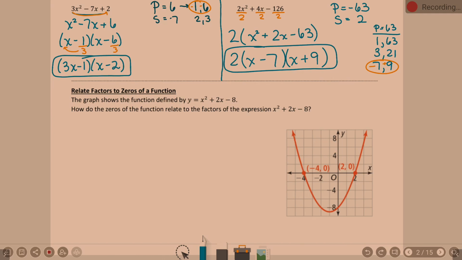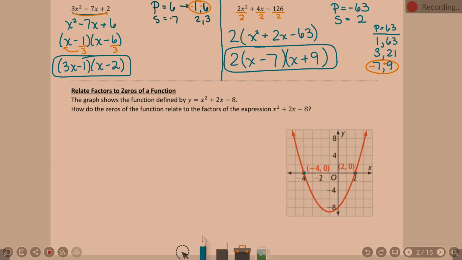So this graph here shows the function y equals x squared plus 2x minus 8. As expected, it's a parabola. And they give us a little bit of information here. You'll notice they talk about the x-intercepts here. So the question becomes, how do the zeros relate to the factors of the expression?